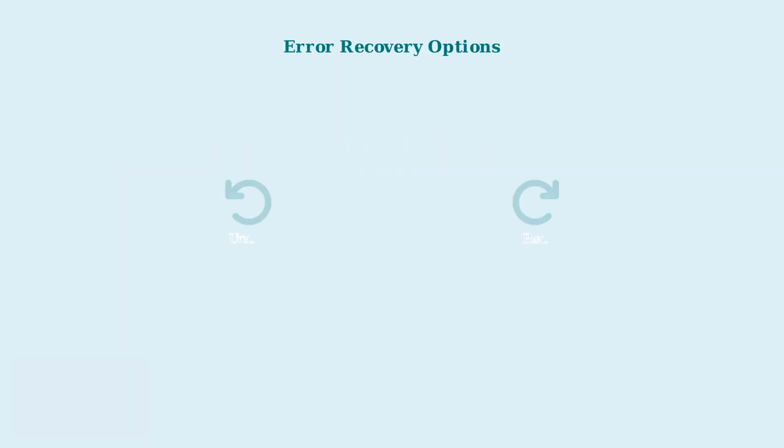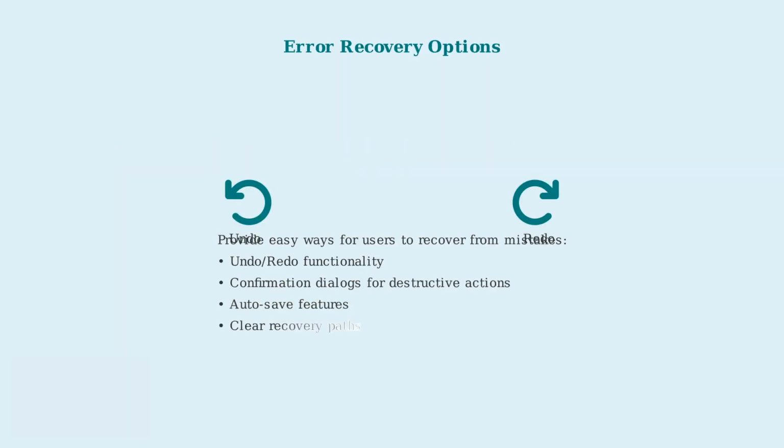Even with good error prevention, mistakes will still happen. Effective interfaces provide clear recovery options like undo and redo functionality, confirmation dialogues for destructive actions, and autosave features to minimize the impact of errors.